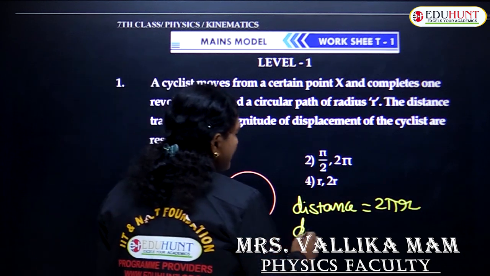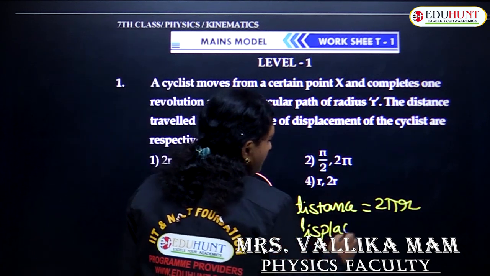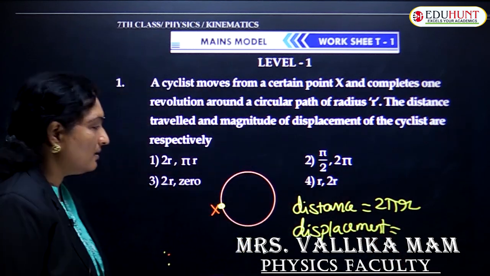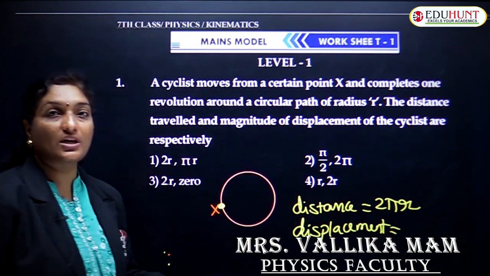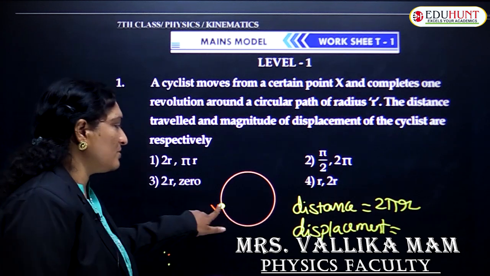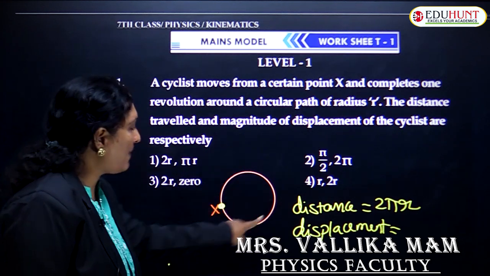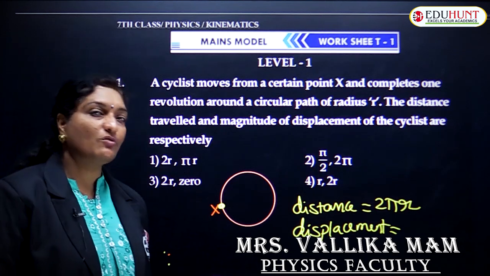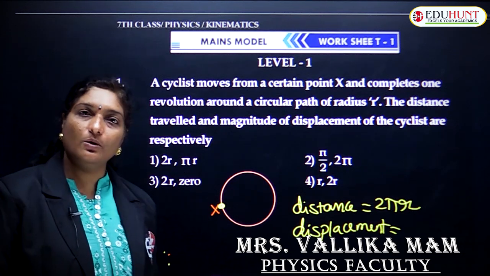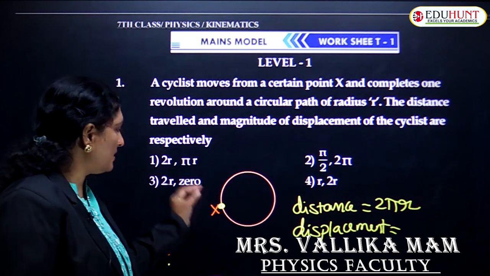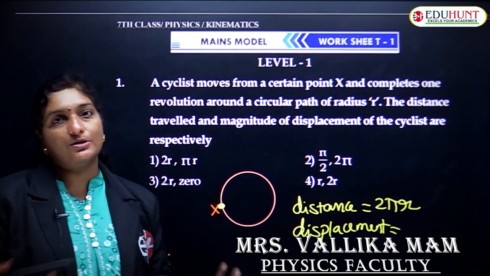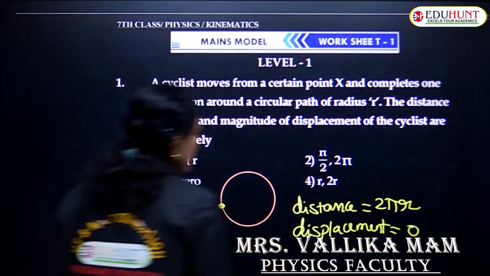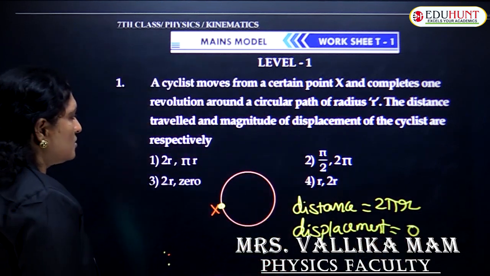And how would be the displacement? You know that displacement is nothing but the line joining the initial position to the final position. Initial position was this, and again he came back to the same initial position after completing one revolution. Hence, what would be his displacement? 0. No distance covered, same initial and final position remains the same point. Hence, the displacement was 0. So, answer is 2 pi r comma 0.